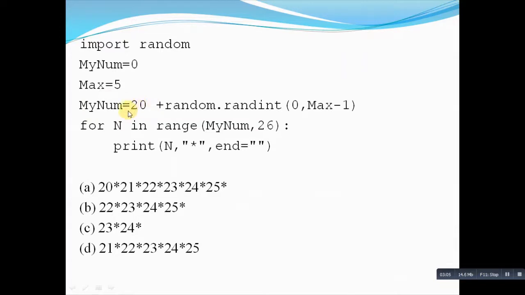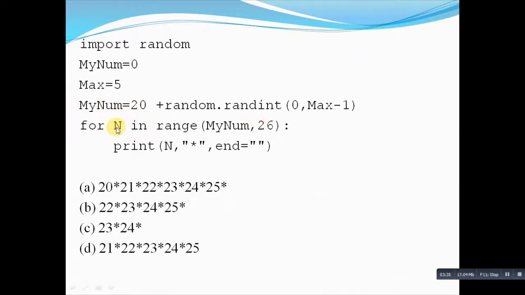Why is it 20? Because of random.randint, you can see that 0 comma max minus 1. So it may generate 0. If it is 0, then 0 plus 20 will be 20. And if random.randint 0 comma max minus 1 generates 4, then the maximum value will be 24 in this case. It means the loop depends on this particular value.